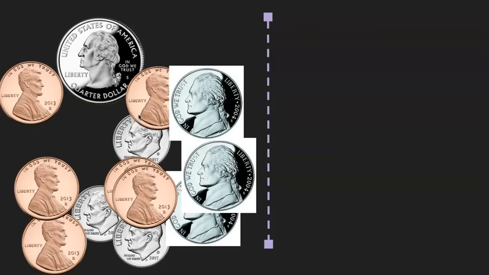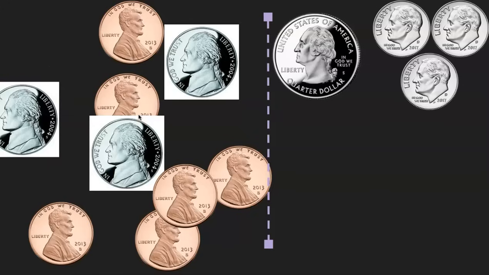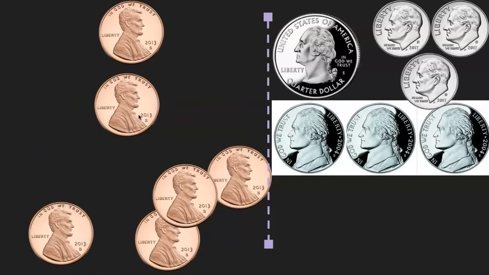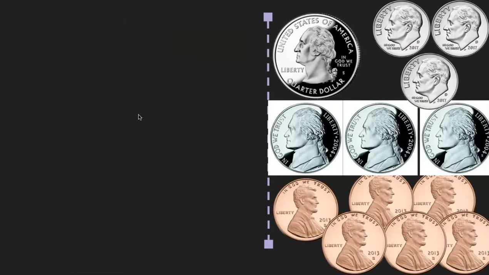Now I'm going to sort it out again and let you count. So one quarter, three dimes, three nickels, six pennies. Go ahead and pause the video, count how many cents there are, write it down, and then we'll count together. All right, are you ready to count?